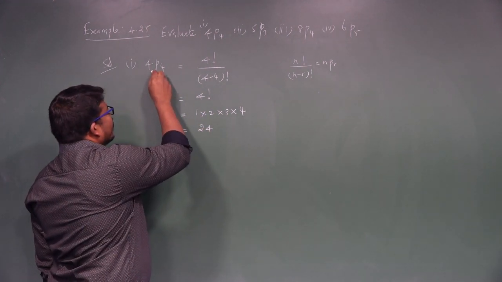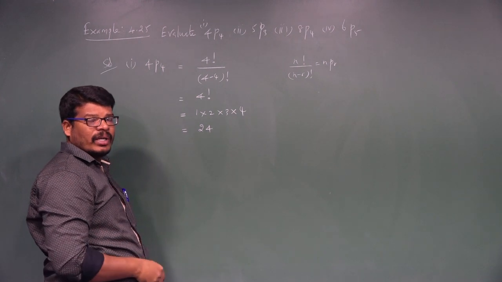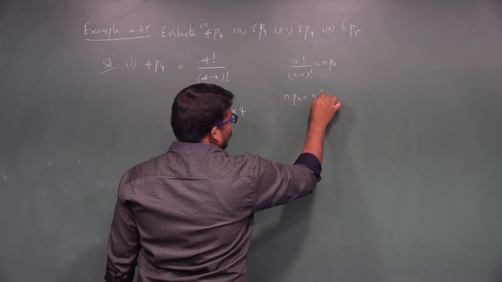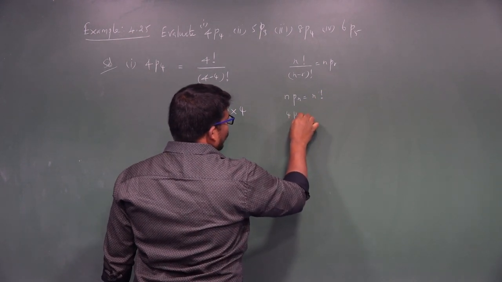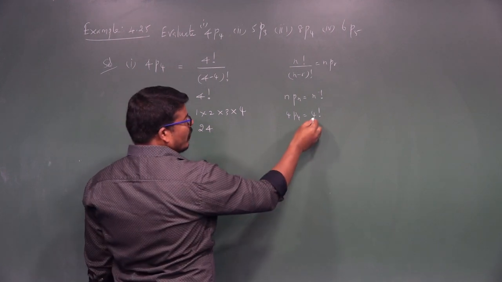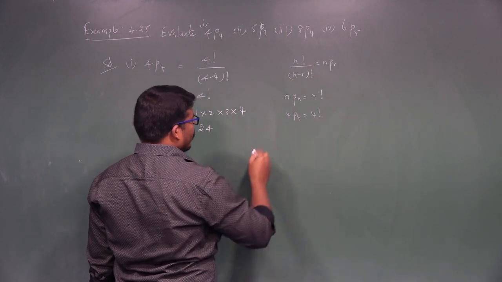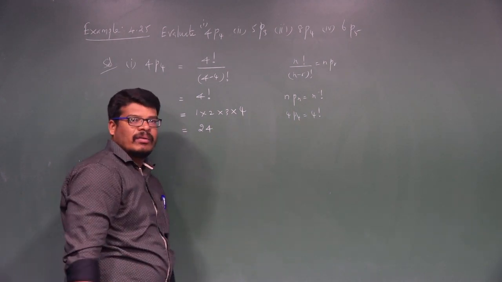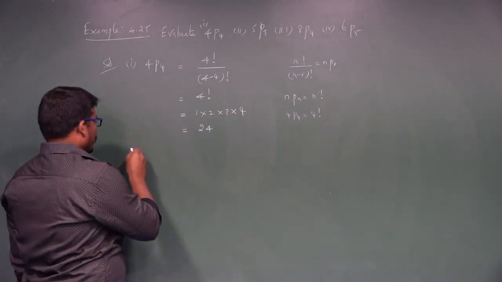Or using the result nPn equal to n factorial, 4P4 equals 4 factorial. The expansion of 4 factorial is 1 into 2 into 3 into 4, and the answer is 24. The first one is over. And the second one.